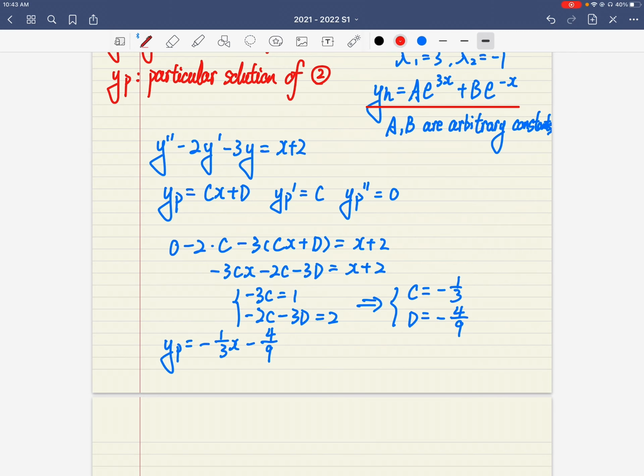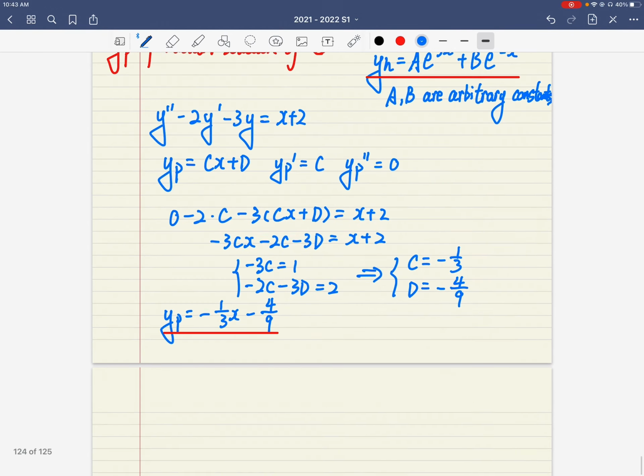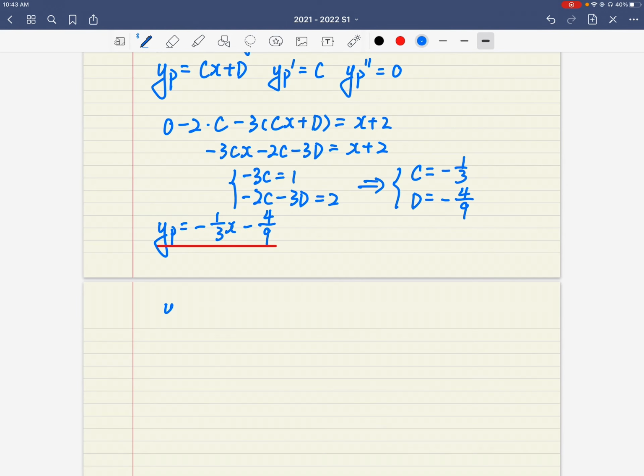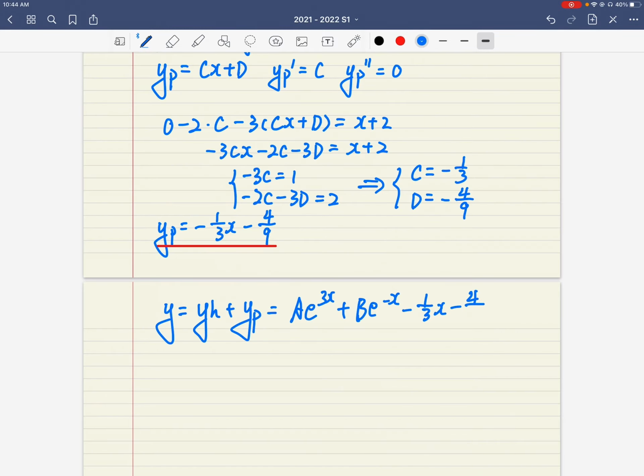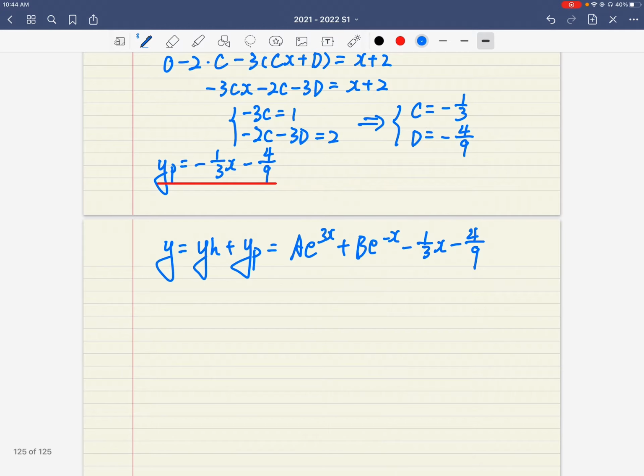Now you find your YH, you find your YP, then the general solution Y is just YH plus YP. You just copy everything down. So YH is A e^(3x) plus B e^(-x), then plus YP. YP is minus x over 3 minus 4 over 9. So this is your final answer.